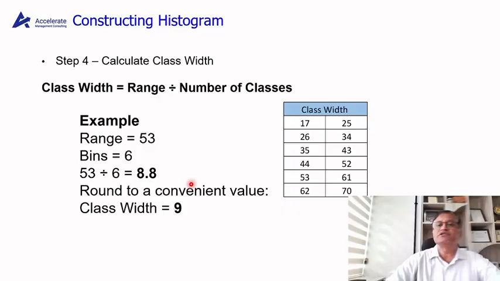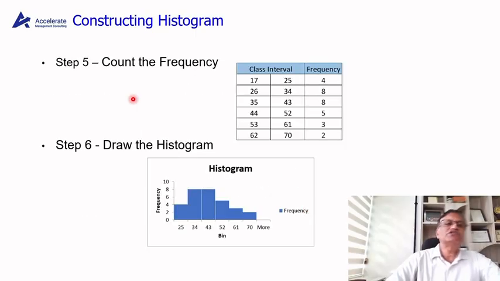So based on this, our class intervals become 17 to 25, 26 to 34, 35 to 43, 44 to 52, 53 to 61, and 62 to 70. Then the next step is counting the frequency: how many data points are there in that particular class interval? We have done that, and the last step is drawing the histogram.